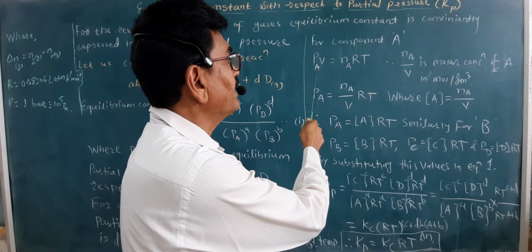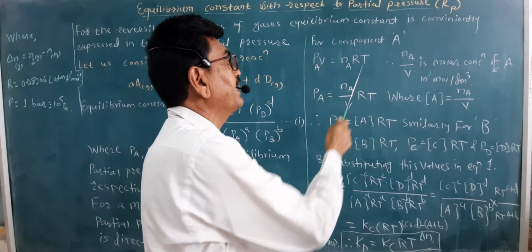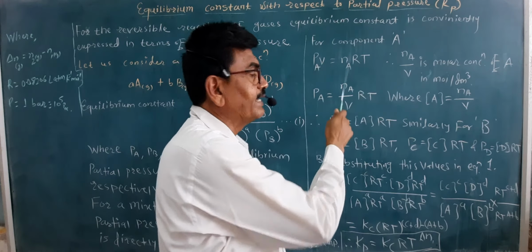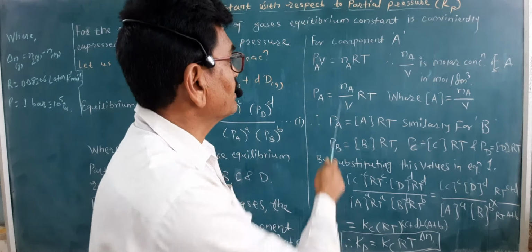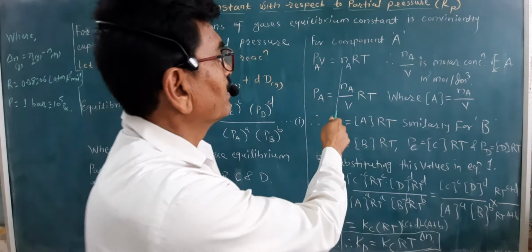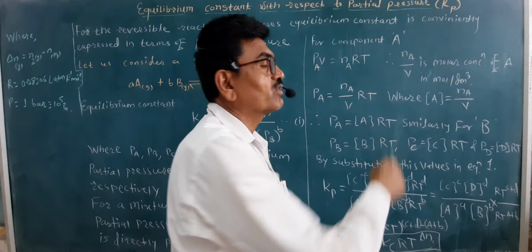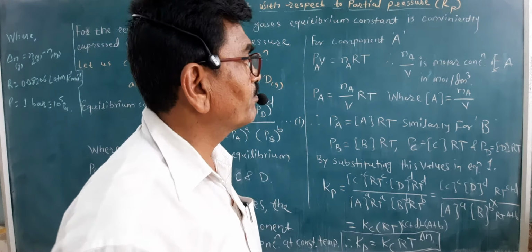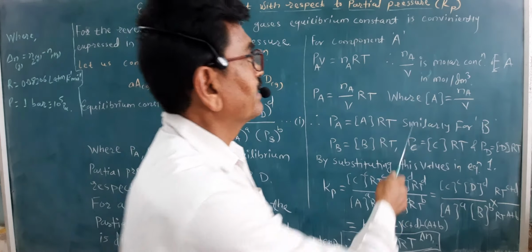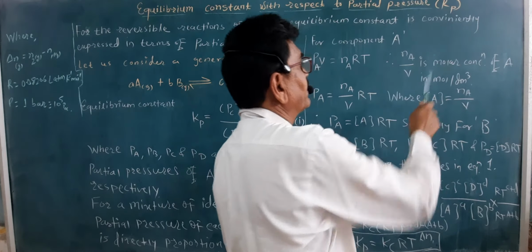So PA stands for what? Partial pressure of the component A, and Na, that is the number of moles of A involved. And by using this ideal gas equation, we know Na upon V, what is that? That is nothing but the concentration, number of moles per volume. So this is nothing but the molar concentration of A in moles per decimeter cube.